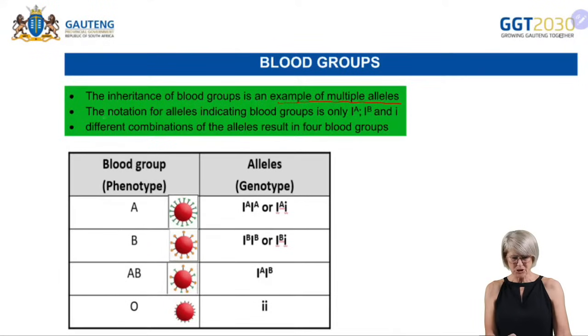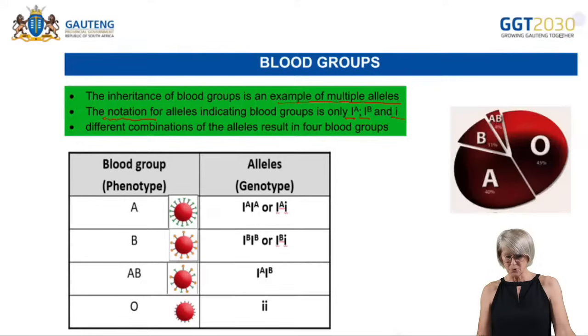The notation or symbols we use for these alleles is an I with an A, an I with a B, and a small i, which indicates blood type O. We'll have a look at them a little bit further on, but we can see there are different combinations of those alleles, and it's those different combinations that result in the 4 different blood groups.